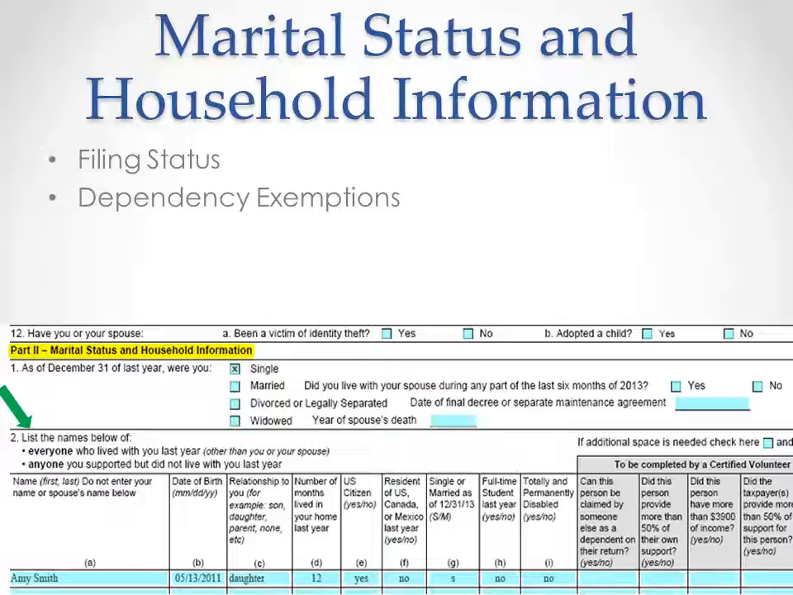Below the marital status section, you can see by this green arrow here, it says, list the names below of everyone who lived with you and or anyone you supported but did not live with you during the tax year. Sometimes this section gets a little confusing for the taxpayer, so it's extremely important to go over this section and really every section of the intake form with each and every taxpayer.